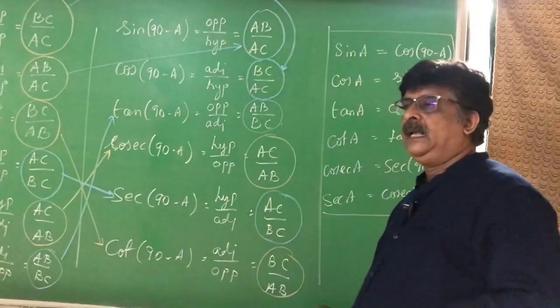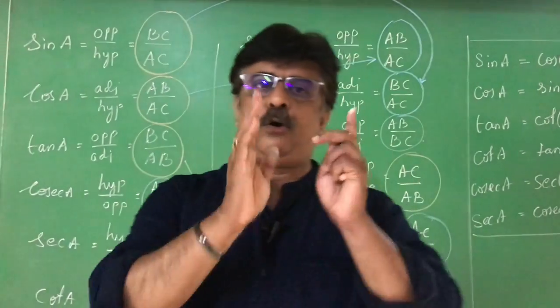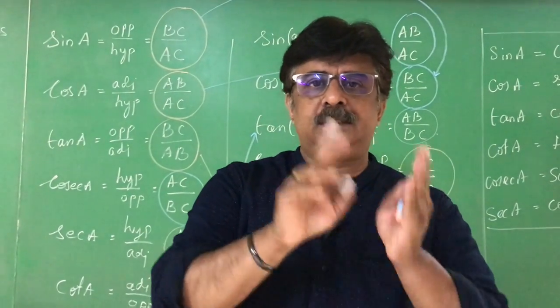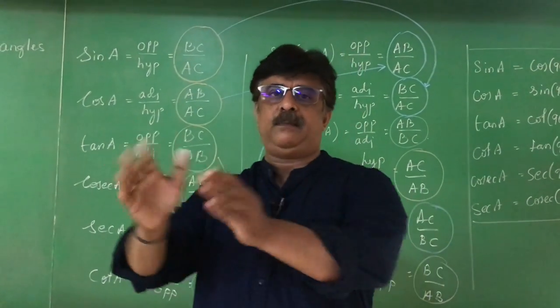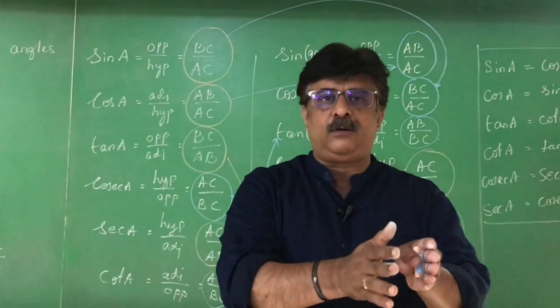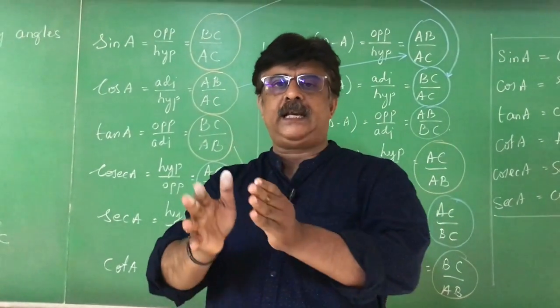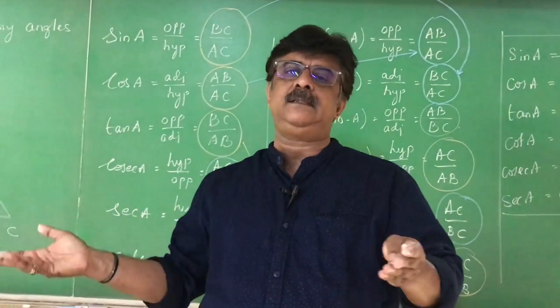I repeat once again. Sin theta is equal to cos 90 minus theta. Cos theta is equal to sin 90 minus theta. Tan theta is equal to cot 90 minus theta. Cot theta is equal to tan 90 minus theta. Secant theta is equal to cosecant 90 minus theta. Cosecant theta is equal to secant 90 minus theta.